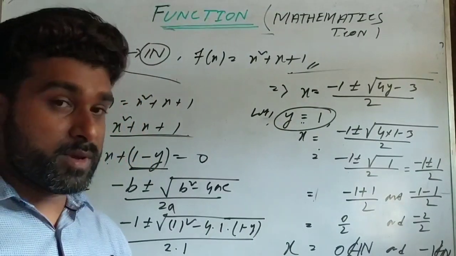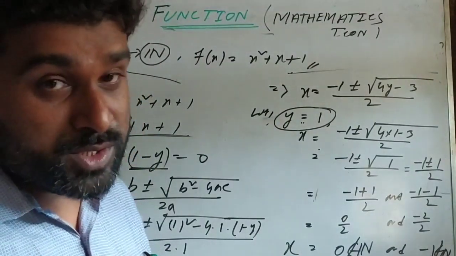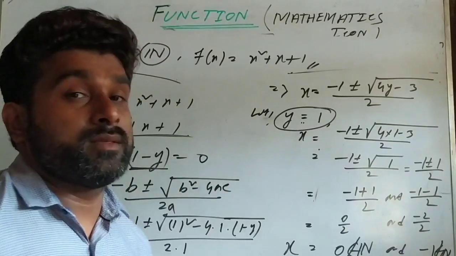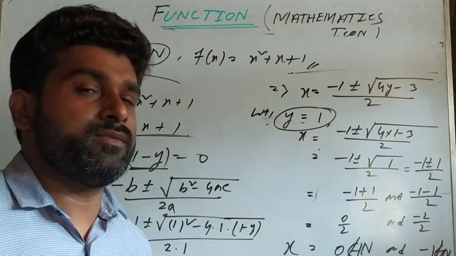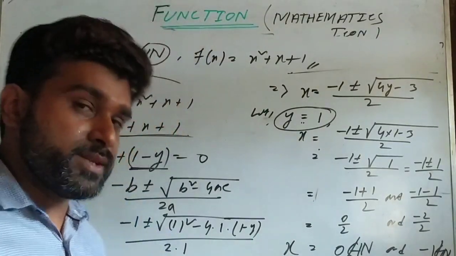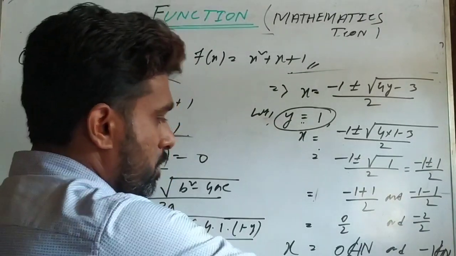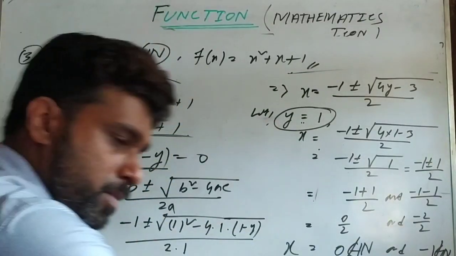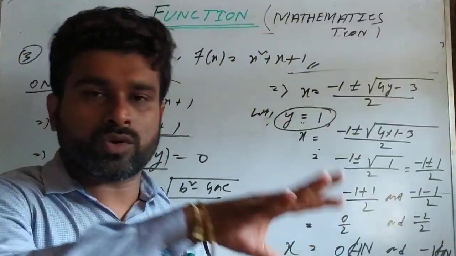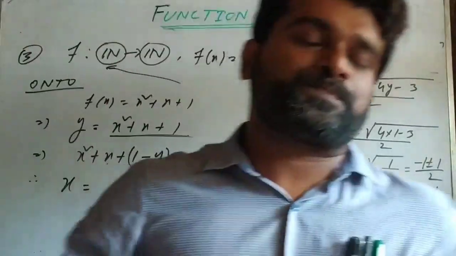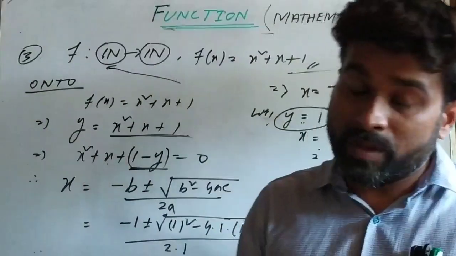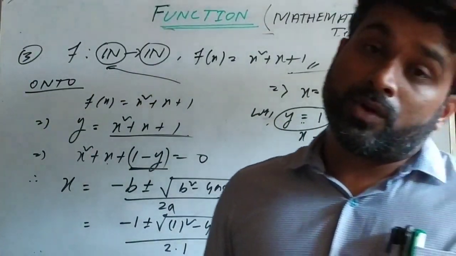That means what? f is not bijective. Just write the statement: f is not bijective, because f is not an onto function as well. So the overall function will not be a bijective function. Okay.